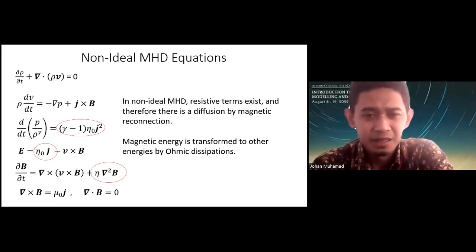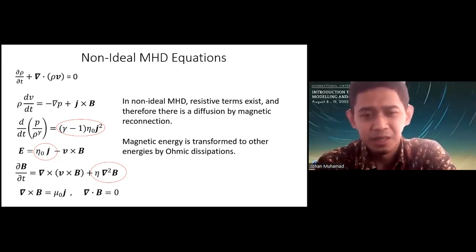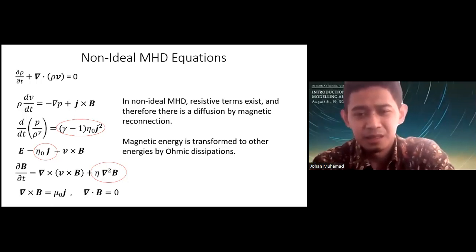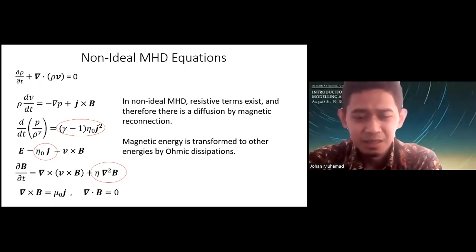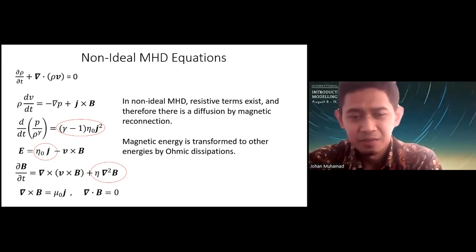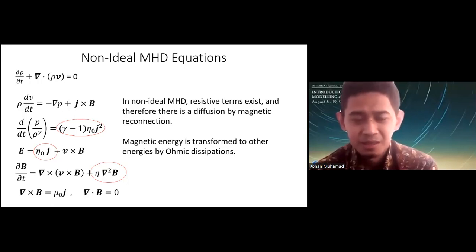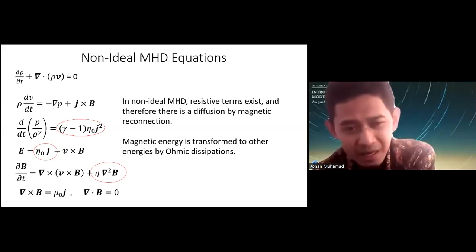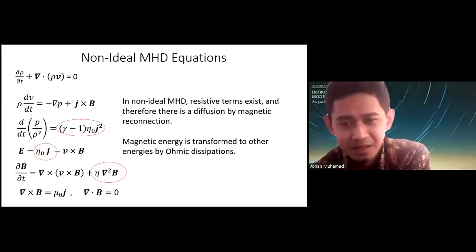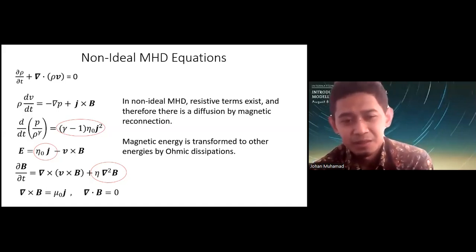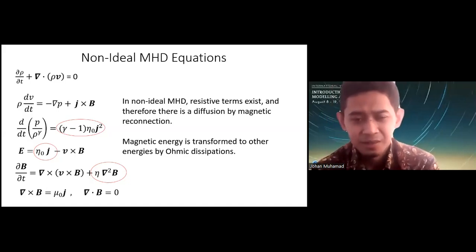Basically, the idea of non-ideal MHD is that we have resistive terms. So there is diffusion in the plasma, and because of that, magnetic reconnection can occur. Because of the magnetic reconnection, the magnetic structure or flux rope becomes unstable, and then a solar flare happens. So if we want to make a solar flare, we need non-ideal MHD, because a solar flare cannot happen by ideal MHD alone. We need a resistive term, because in a solar flare event some of the magnetic energy is transformed to another form of energy.